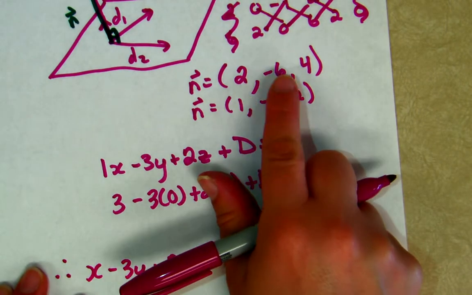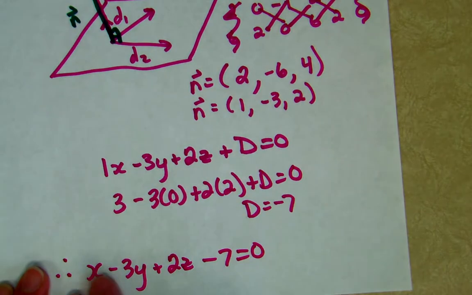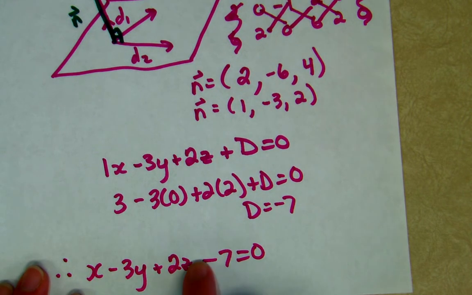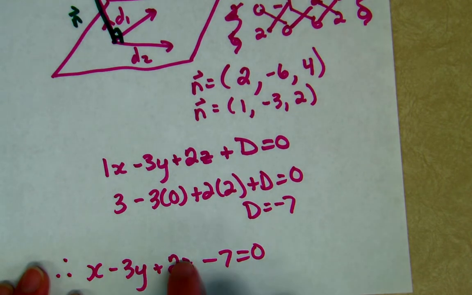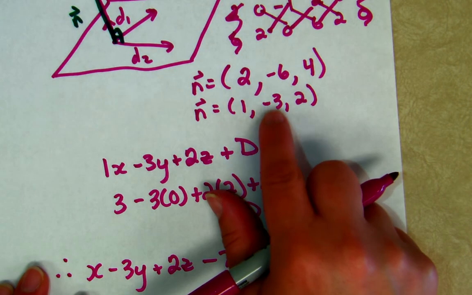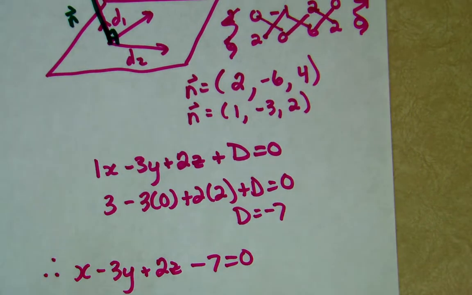If you would have worked with 2, negative 6, 4, you would have had 2x minus 6y plus 4z minus 14, and you would have gotten that equal to 0, but then we have to always reduce scalar form into its lowest terms. So because everything would have been divisible by 2, I would have divided to get it here. So I find by reducing ahead of time, it saves some work.